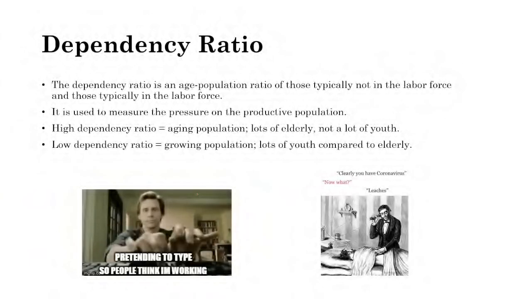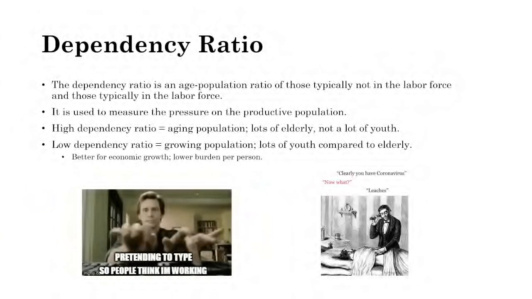A low dependency ratio is typically found in growing populations, with lots of youth compared to the elderly. There's not a lot of pressure because you have a lot of people to fill the jobs needed, and that creates a lot of competition for jobs. It's better for economic growth, and it puts a lower burden per person.